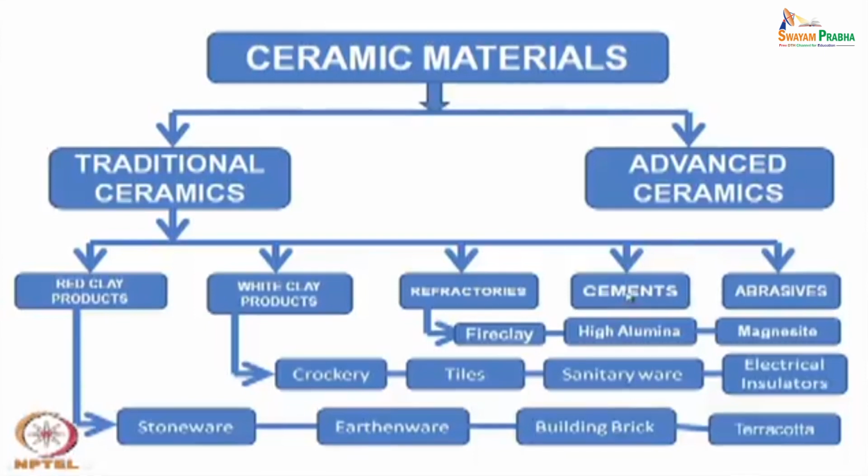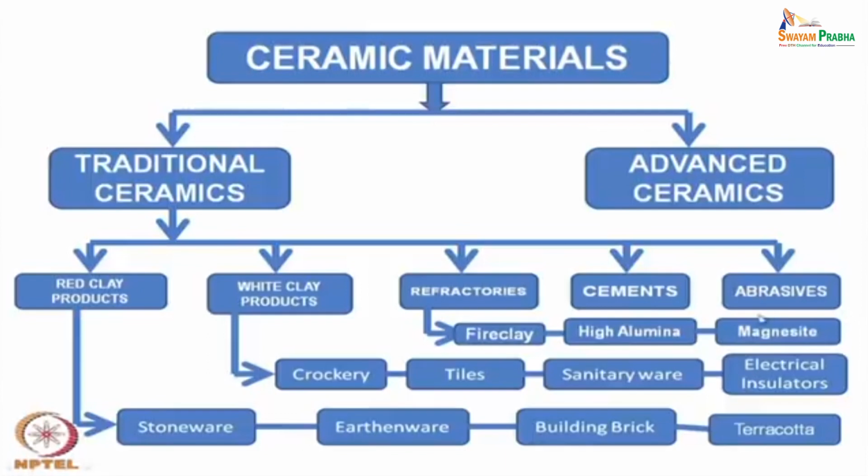Of course, it needs high temperature for its preparation. Just by mixing aluminum oxide, silica or silicon dioxide, and calcium oxide will not form cement. It has to be fired, it has to be heated to a very high temperature of, let us say, 1600 degrees centigrade. So, that is another variety of traditional ceramics which has been known for quite some time.